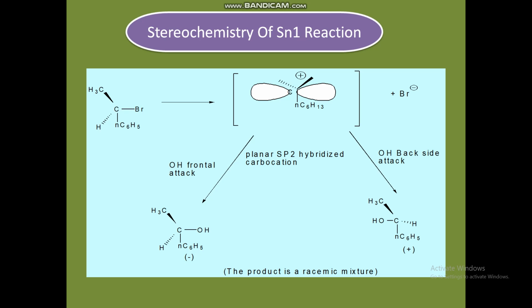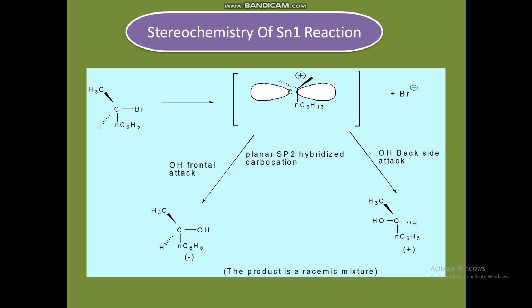Here you see backside attack gives the dextro compound, that is positive rotation, from the octyl carbocation. We get the positive backside attack dextro compound as the product.